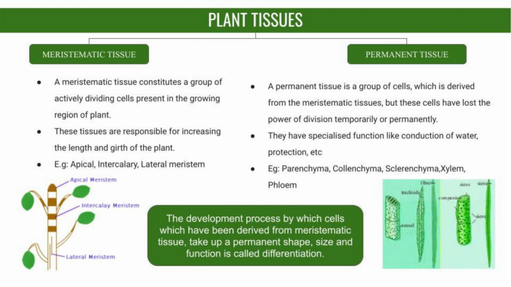Examples of meristematic tissues are apical, intercalary, and lateral meristem. Examples of permanent tissues are parenchyma, collenchyma, sclerenchyma, xylem, and phloem.